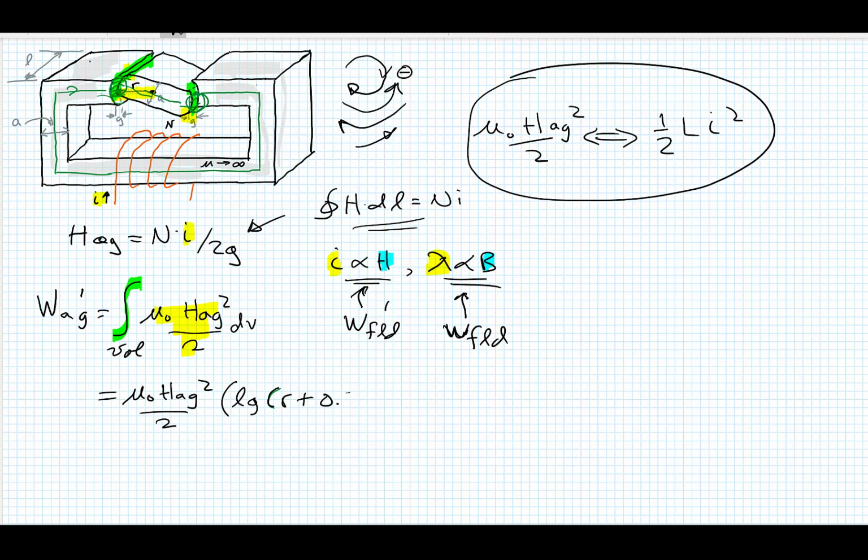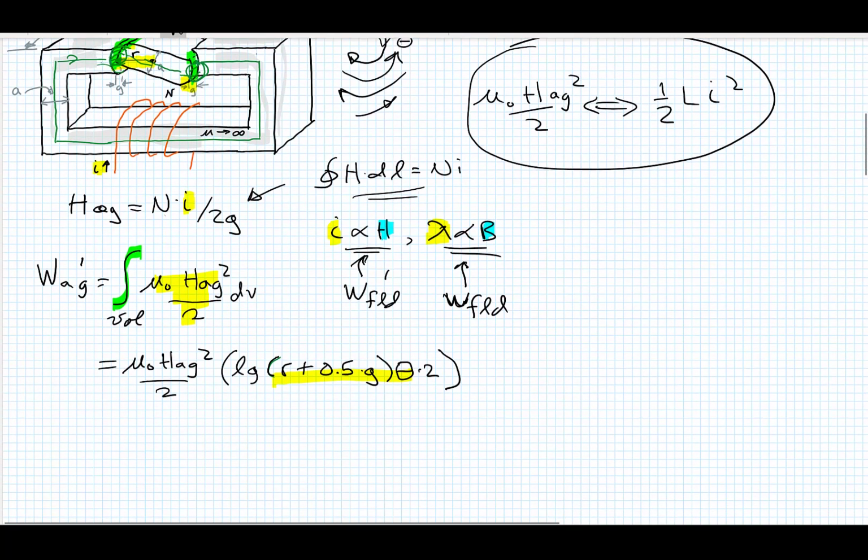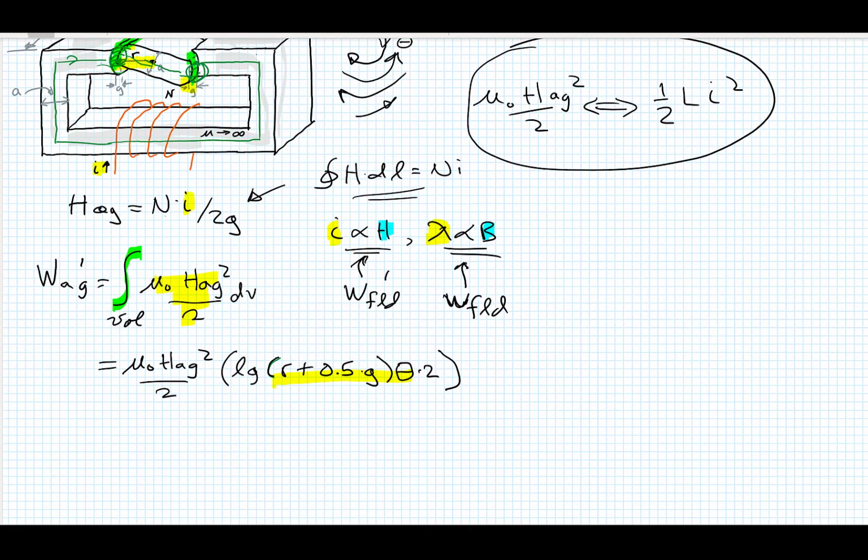It's just, this is the expression: 0.5 times g, the gap length, times theta. So this whole expression right here is the theta dependency, and it's really what you're always looking for. Now, since we have two gaps, there's a factor of 2 times this whole expression here. And there is your energy. So now you just have a co-energy expression.